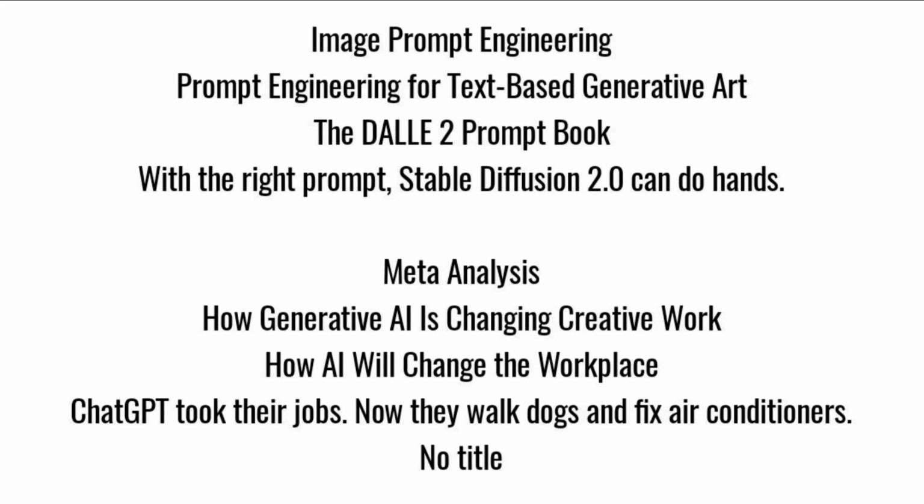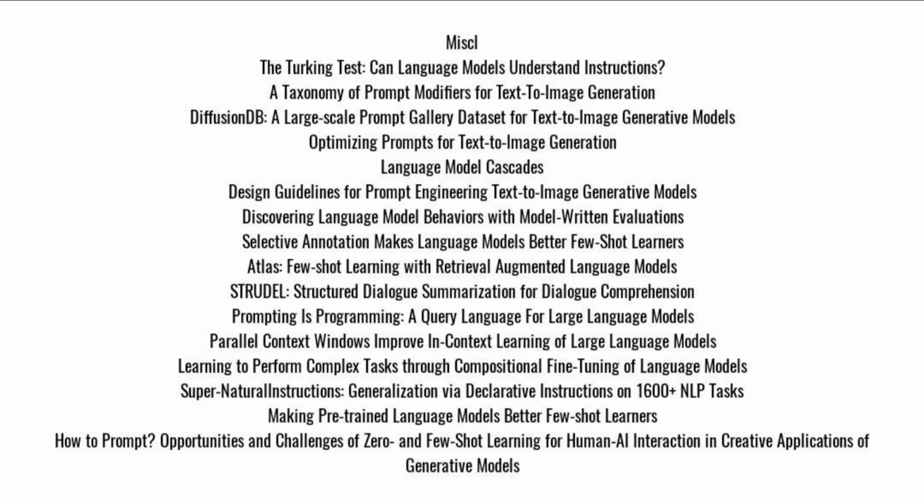Meta-analysis. How generative AI is changing creative work. How AI will change the workplace. ChatGPT took their jobs. Now they walk dogs and fix air conditioners. No title. Mitchell. The Turing test. Can language models understand instructions? A taxonomy of prompt modifiers for text-to-image generation.